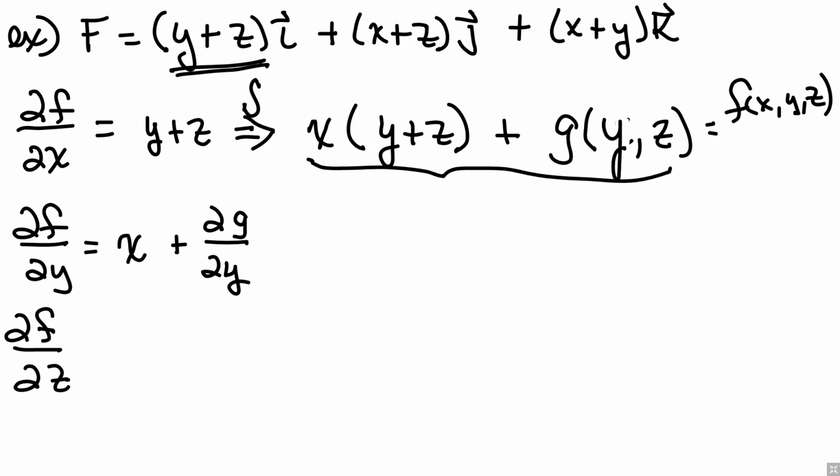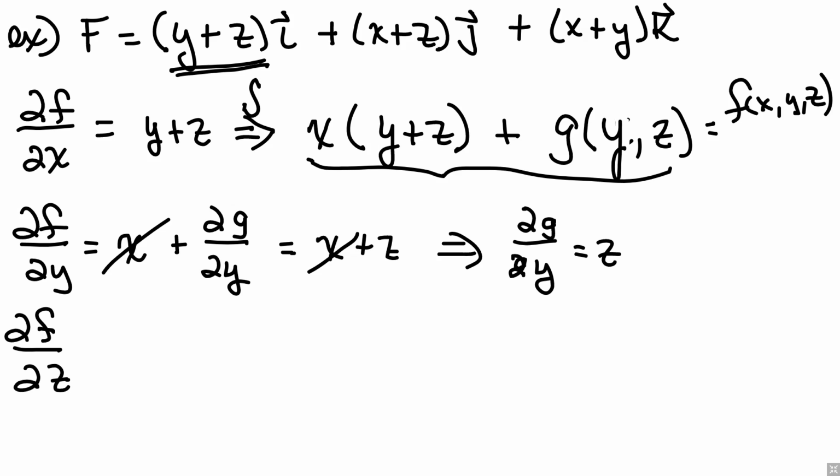Now this is equal to the second component of the field F, so this is going to be equal to x plus z. If I solve this, the x's will cancel. So I'm getting that the partial of g with respect to y is equal to z.